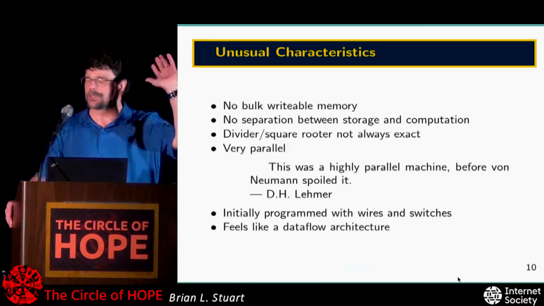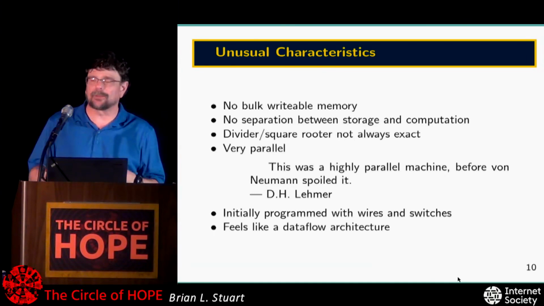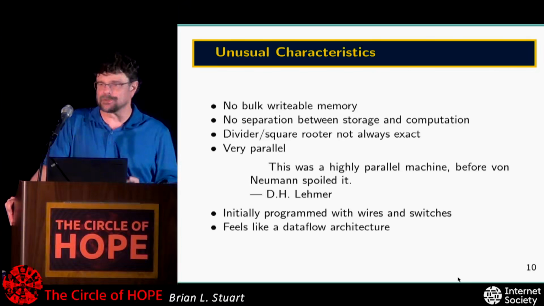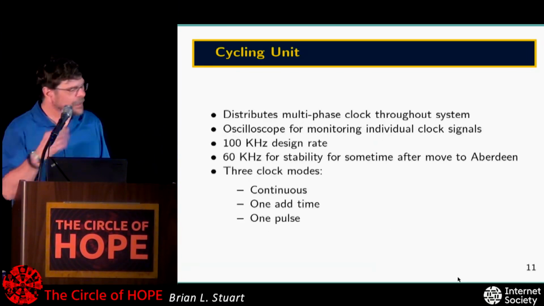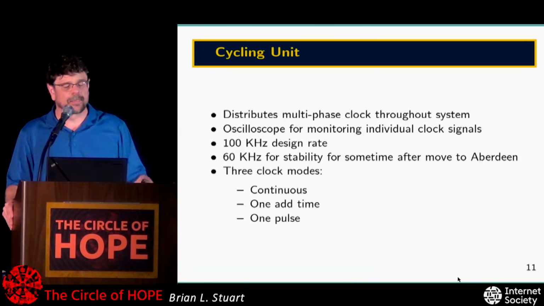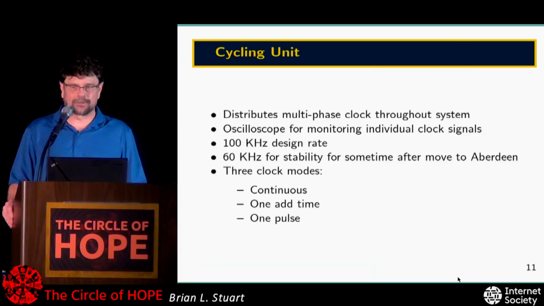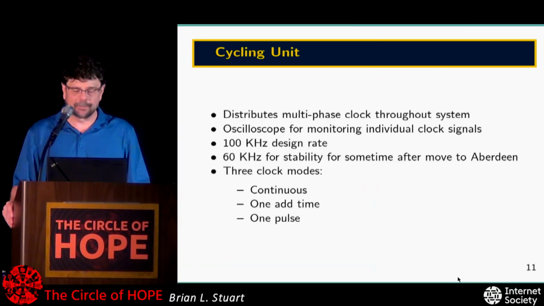As I said, initially we program it with switches and wires. And if you date back to the 80s, you may remember a lot of discussion about data flow architectures. Programming the ENIAC feels a lot like working with a data flow architecture. I've already mentioned the cycling unit that generates the clocks, and that you had the nice oscilloscope for. One of the neat things about it is summed up at the bottom here, these 3 clocking modes: continuous, 1 add time, and 1 pulse.